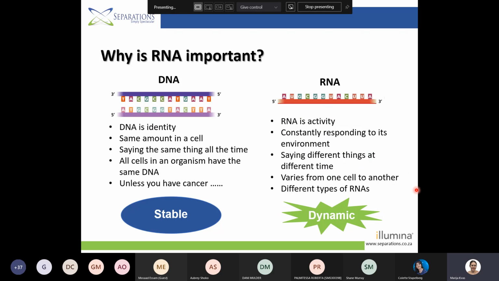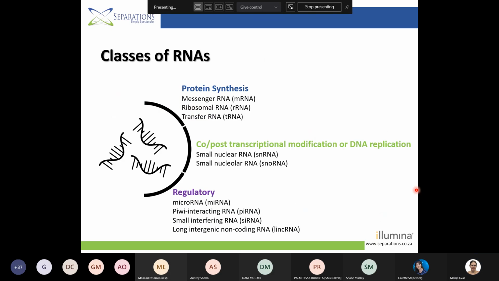So if we look into DNA, like I mentioned, it tells us about identity. We always have the same amount in the cell. It's always telling us the same thing, unless we have cancer, but it's constant, right? That DNA is always stable. But RNA is indicative of activity, right? That is constantly changing. It's constantly responding to the environment, to stimulants. So it's different at all times. It's very dynamic, and obviously varies from one cell to another.